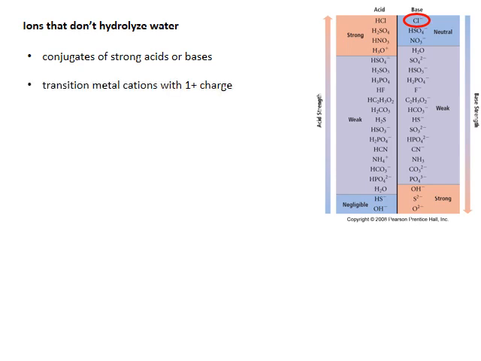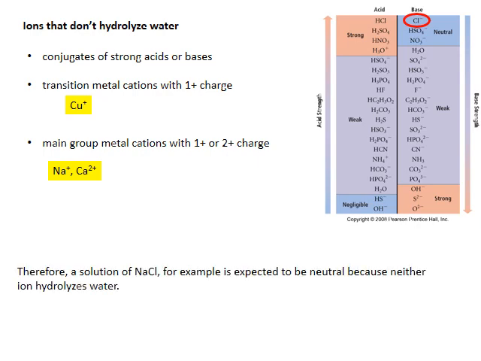Metal cations that do not form strong bonds to water will also not hydrolyze water. Transition metal cations with a +1 charge, like copper +1, will not cause a solution to be acidic. Main group metal cations with a +1 or a +2 charge, like sodium ions or calcium ions, will also not affect the pH of the solution. Therefore, a solution of sodium chloride, for example, is expected to be neutral because neither ion hydrolyzes water.